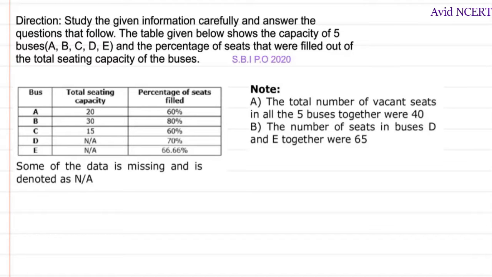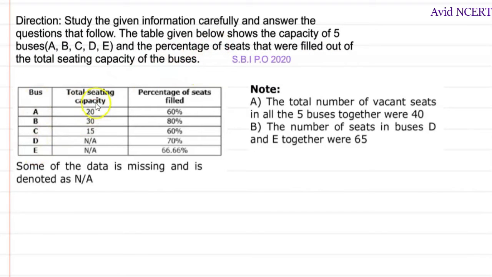This is Geeta. Today we'll be solving a problem from SBI PO 2020 question paper. Study the given information carefully and answer the questions that follow. The table given below shows the capacity of 5 buses A, B, C, D, E and the percentage of seats that were filled out of the total seating capacity of the buses.